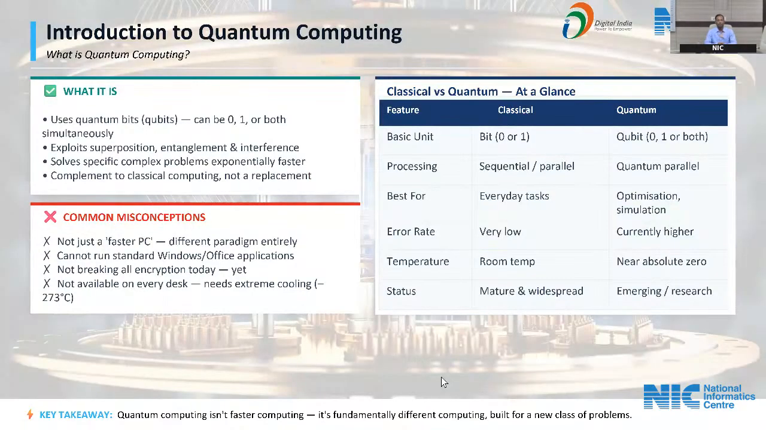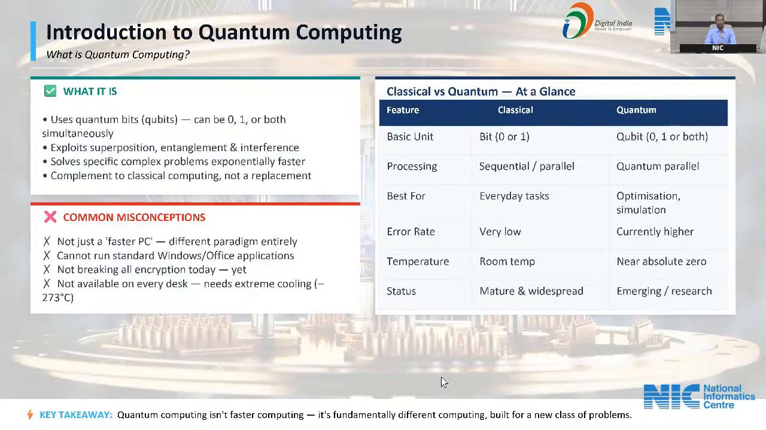Before I start, I would like to discuss the misconceptions. We all think that it is a faster PC, but it is not just a faster PC. It is a different paradigm altogether. It cannot run standard Windows and Office applications, so for these, we need a different set of applications and toolsets. And to date, it has not broken all the encryption.